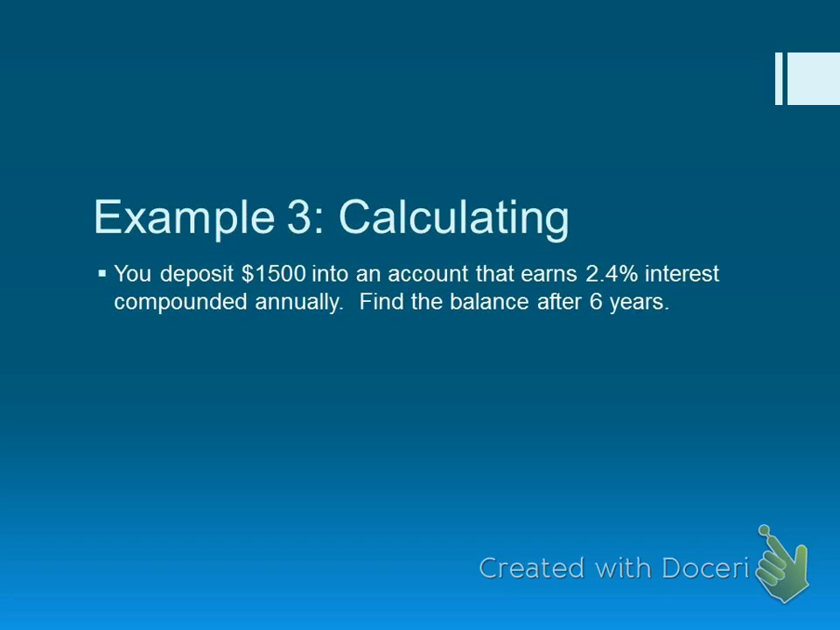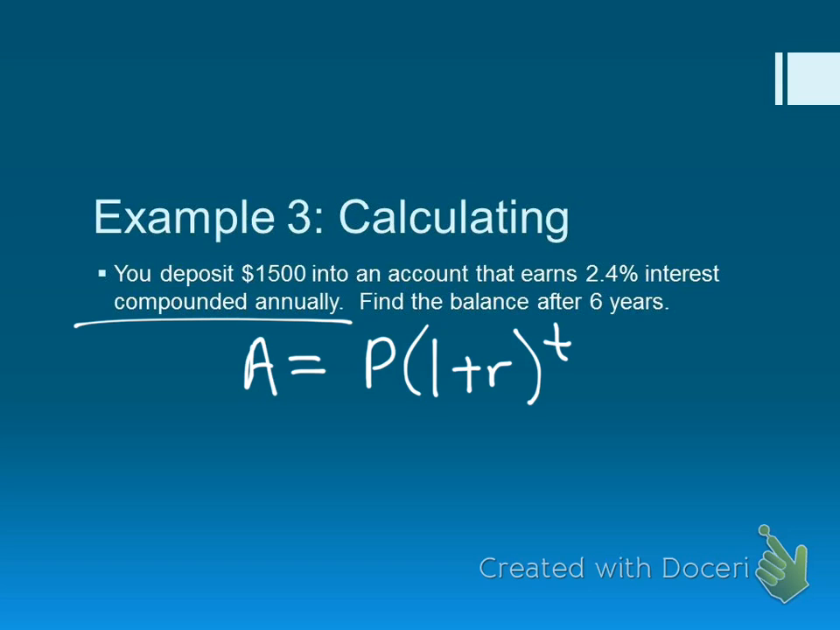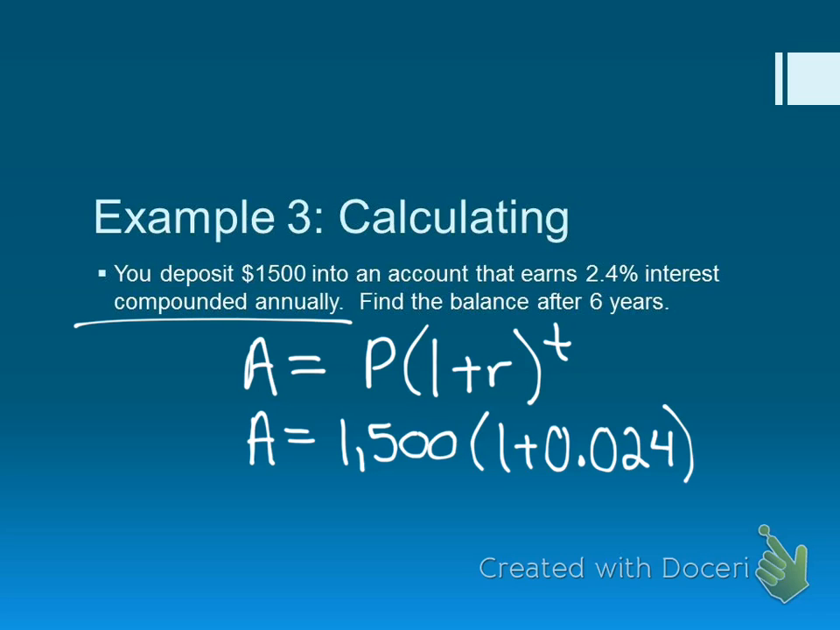Here it is. Here's my hint. Compounded annually. That's what tells me that I'm using compound interest, which we know is A equals P times 1 plus R raised to the power of T. We're going to write that as our original formula. Now we need to make our substitutions. We don't know A. P is 1,500. 1 plus, what's our rate as a decimal? 0.024 raised to the power of T, which is how many years? 6. And now we can plug all of this straight into our calculators.